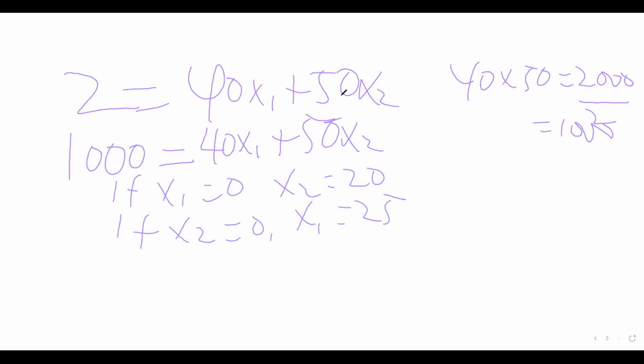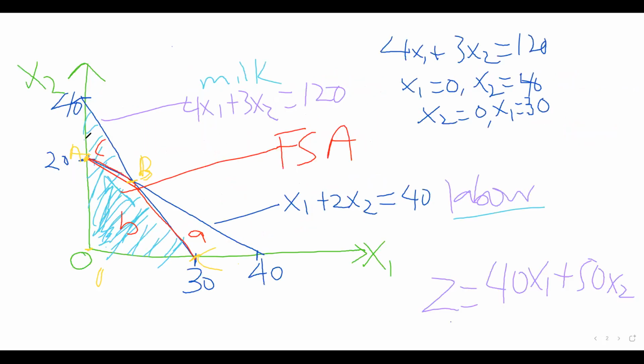So what is happening is that you have a point which is x2 to be 20, and x1 to be 25. So you go to your graph and identify those 2 points. x1 is 25, so it will be somewhere here. And then x2 will be 20, that will be somewhere there.